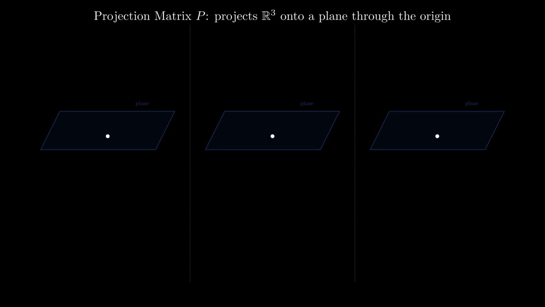A projection matrix makes this concrete. Take P, a matrix that projects three-dimensional space onto a plane through the origin. First case, a vector lying in the plane. Projecting it changes nothing. P times x equals x, which is 1 times x. Lambda equals 1. That's an eigenvector.